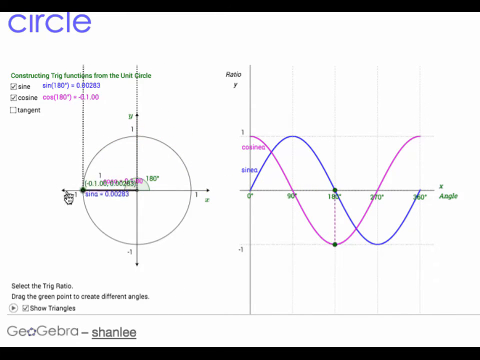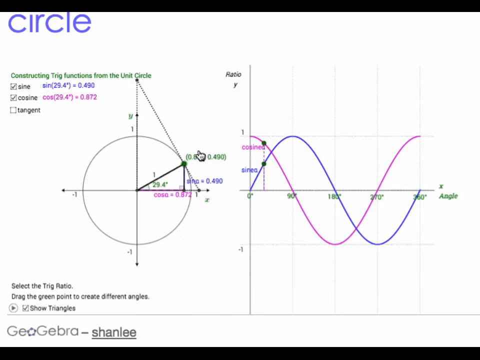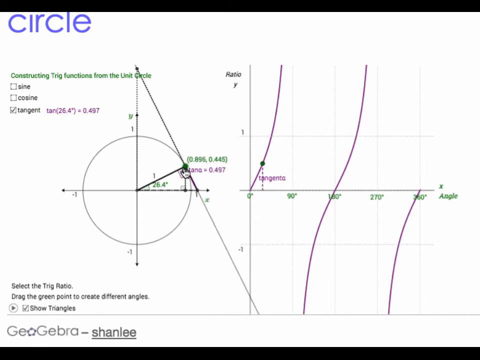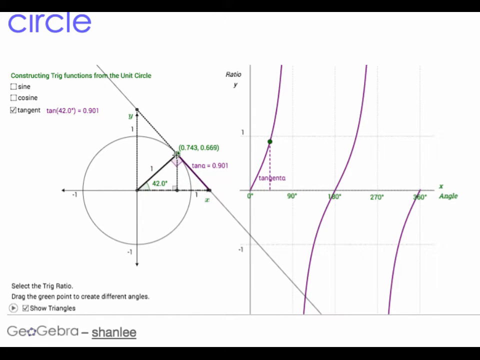Now tangent, believe it or not, is really sine divided by cosine. And so if I turn tangent on, whoa, we get some crazy stuff. But let's start here. Tangent has a different value because what it's comparing is the opposite, which we know to be the y value, divided by the adjacent, which we know to be the x value. So tangent is really the y divided by the x. Does that make sense? All right. So the graph looks a little different.